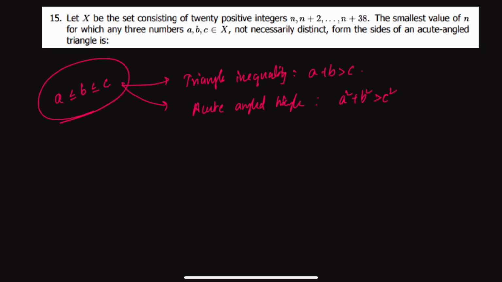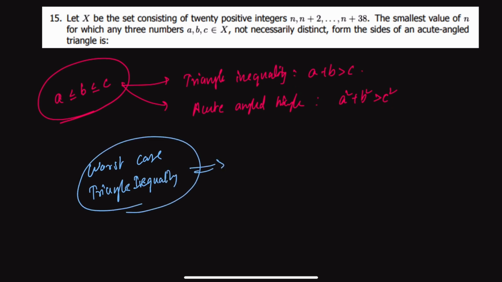So we can consider the worst case for the triangle inequality. If c is the maximum value, and we take a and b to be the minimum value, that is n, then 2n is greater than n plus 38. So that means n is greater than 38, so n is greater than or equal to 39.